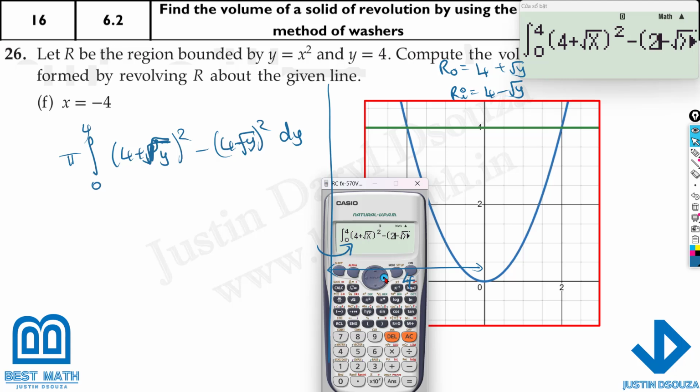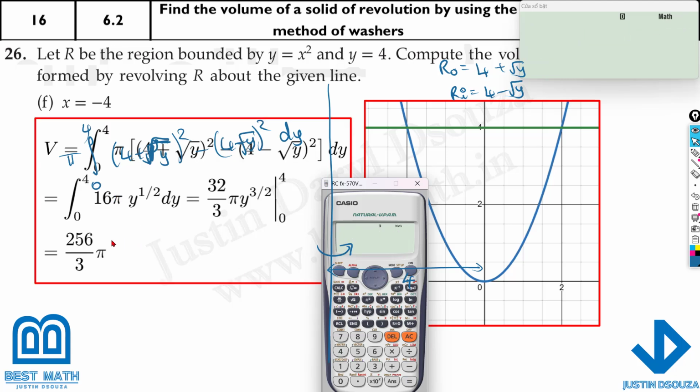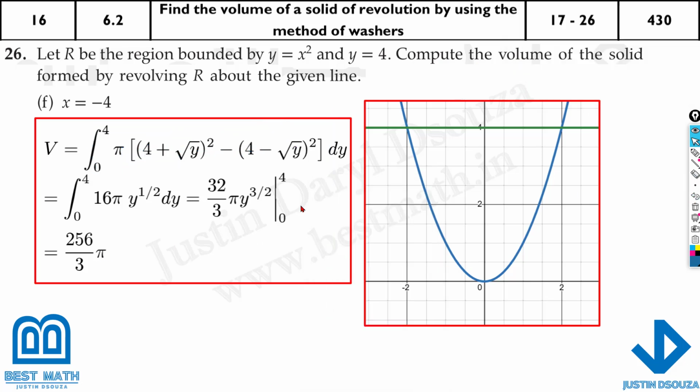Anyways, here we have to just change this to 4. And then we have over here 4. And that must give us the answer. It should be 256 by 3 pi. It's taking a while now because we have the square root functions, right? So that's why it takes a while for computing the square roots. And here we go, it's 256 by 3 pi. And that is the end of this lengthy question.